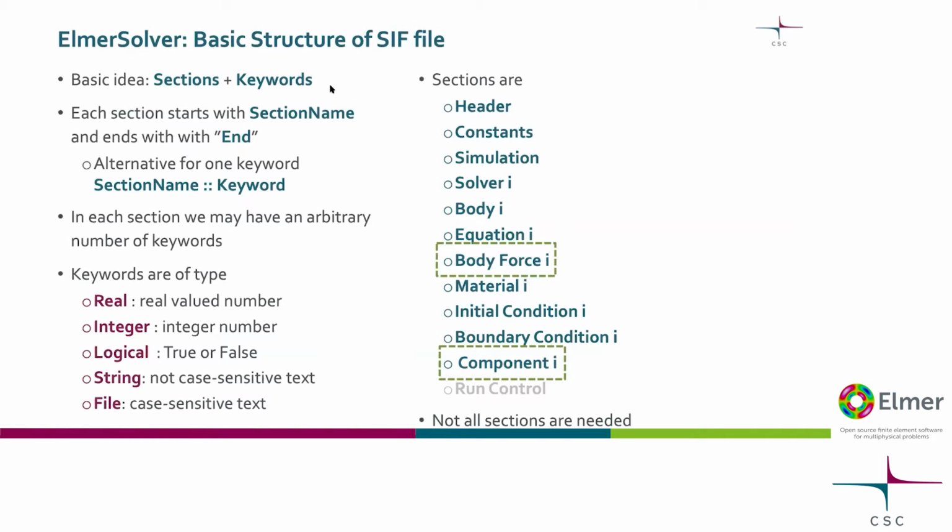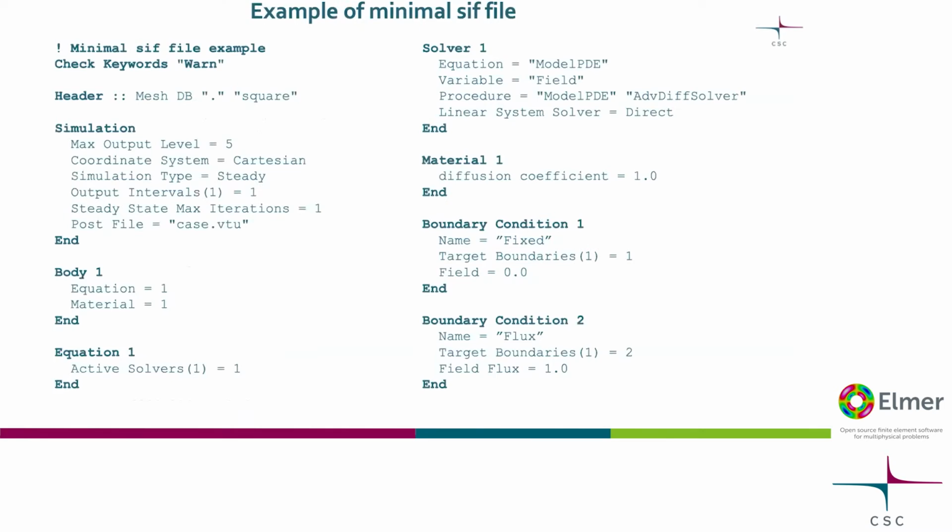And then, of course, you need to assign other structured blocks within the file, such as the type of simulation. And each variable will have a different type, so you can cast them directly in the SIF file. It can be real, integer, logical, string, or file.